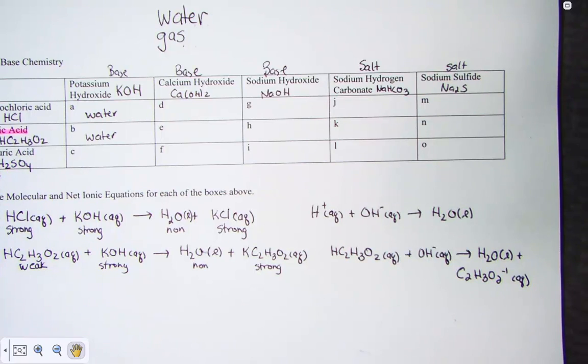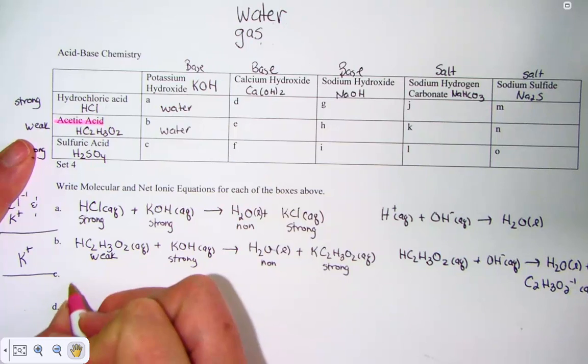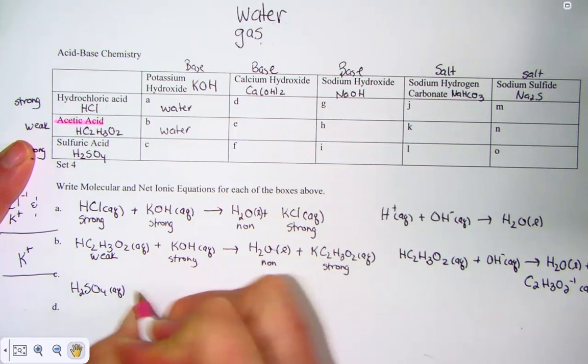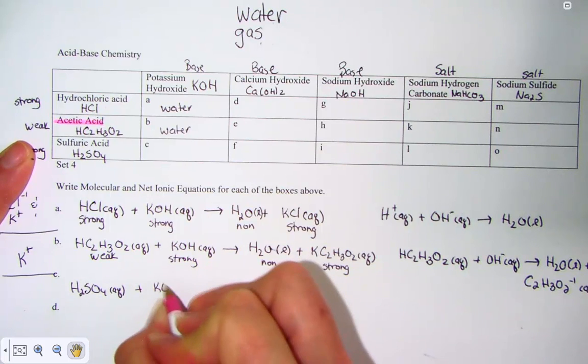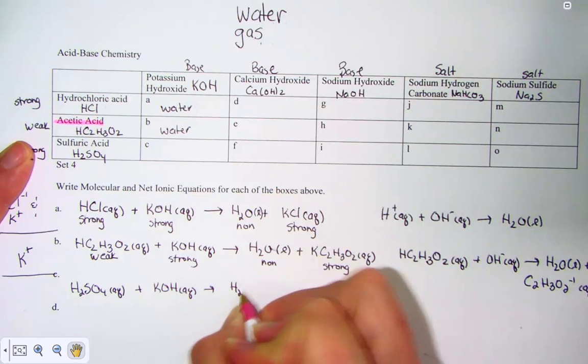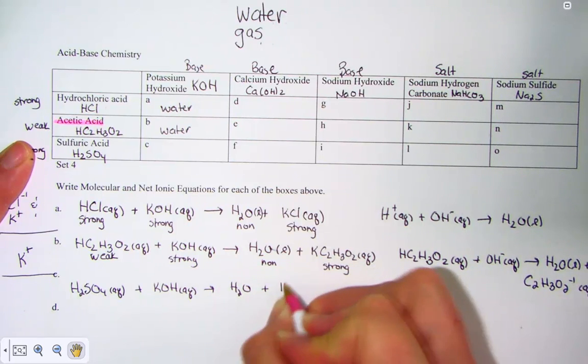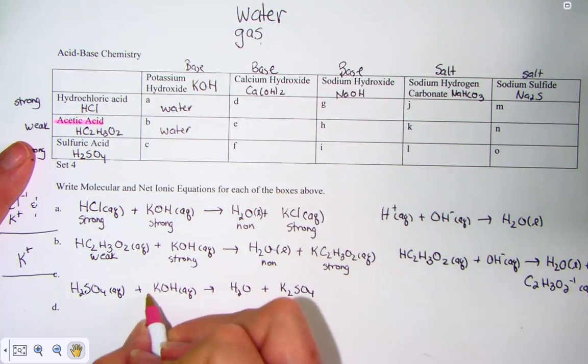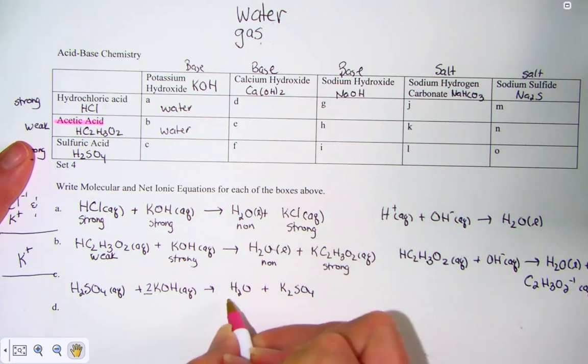Let me model sulfuric acid and potassium hydroxide. Sulfuric acid is a strong electrolyte. It will dissociate in water. KOH, aqueous, forming a water molecule and the salt potassium sulfate. This one will need balancing.